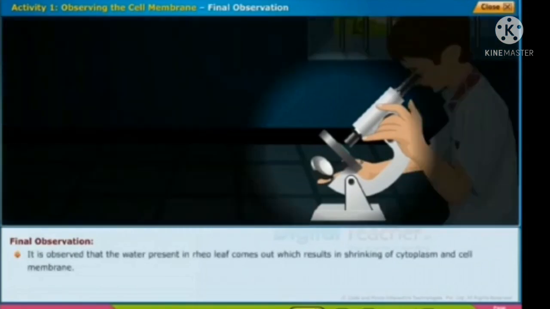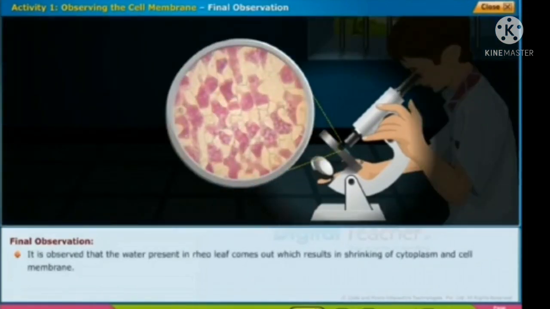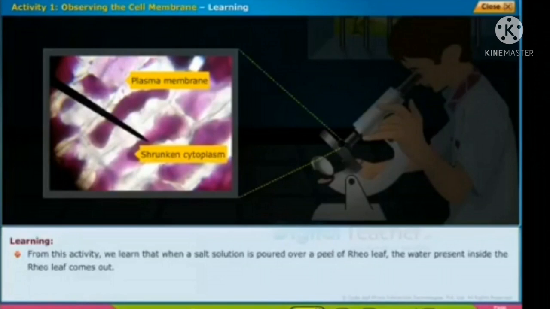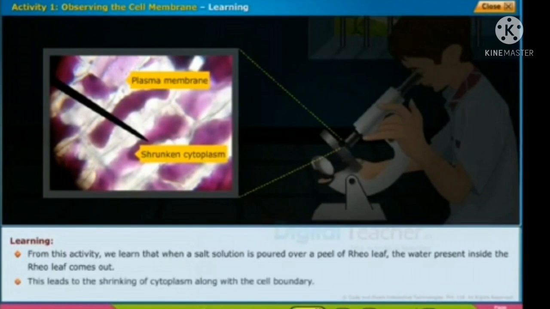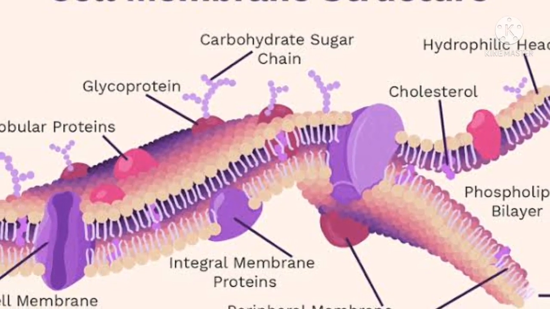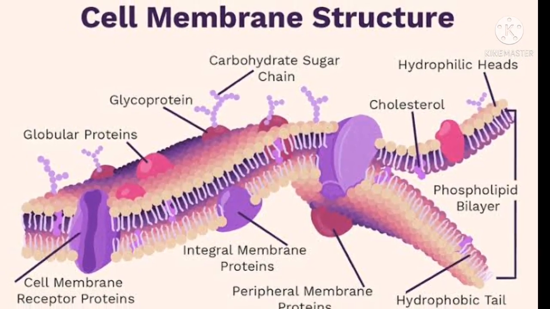Now coming to the final observation, it is observed that the water present in the Rheo leaf comes out, which results in shrinking of cytoplasm and cell membrane. Finally, we learn from this activity that when a salt solution is poured over a peel of Rheo leaf, the water present inside the leaf comes out. This leads to the shrinking of cytoplasm along with the cell boundary. The outer boundary of the colored area is called the cell membrane. Here we can see the structure of the cell membrane clearly.